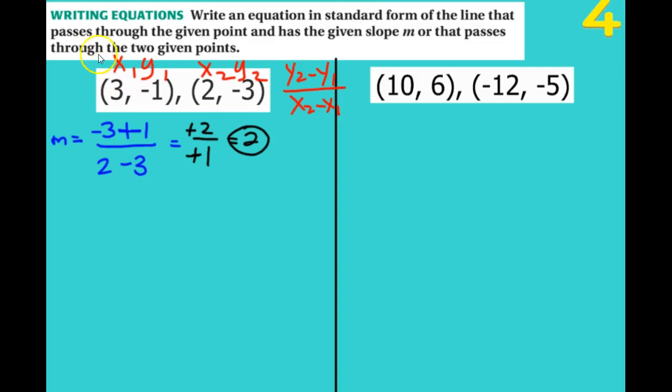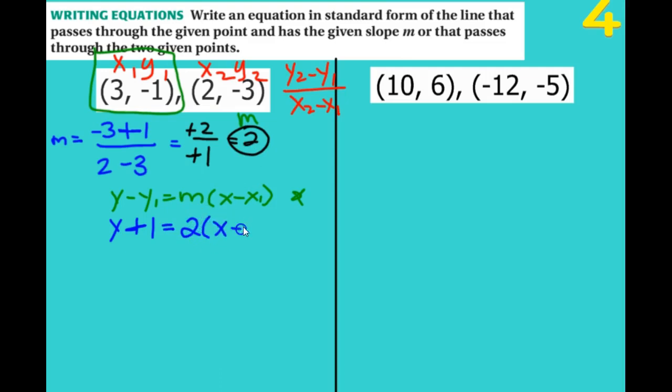So I'm going to take one of my points, I'm just going to use the first one, and my slope, m, and plug it into point slope form. Start with what you know. I know I have a point and a slope, so I'm just going to use point slope form. So y minus y1, which is a negative 1, that makes a positive. Our slope is 2, and then x minus x1, which is 3.